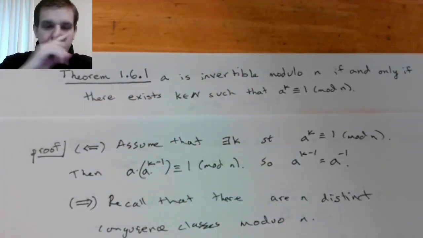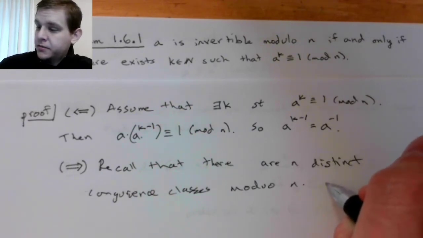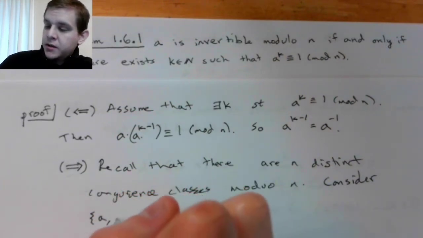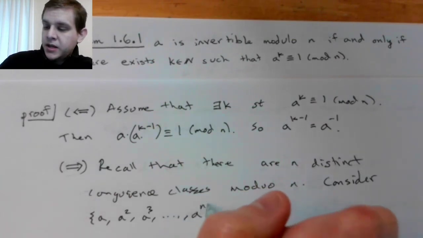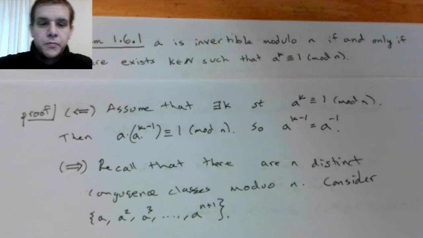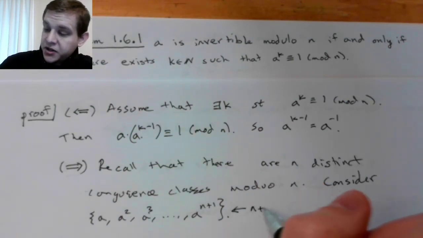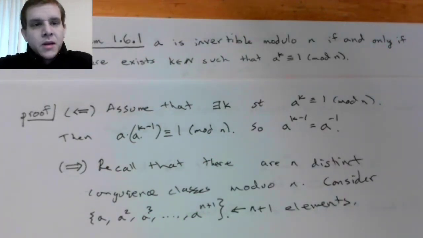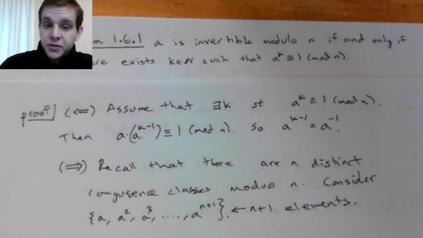All right, 0 up to n minus 1. So what do I want to do? I want to consider the sets a squared, a cubed, up to a to the n plus 1. It's a set, and this set has n plus 1 elements. It's important. Because there are more elements here than there are congruence classes, this is where the pigeonhole principle comes in.